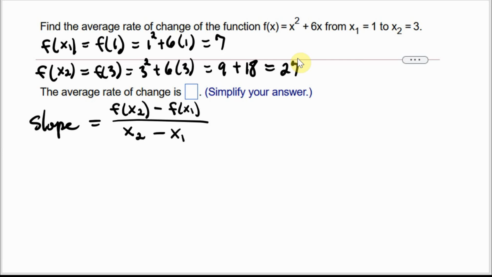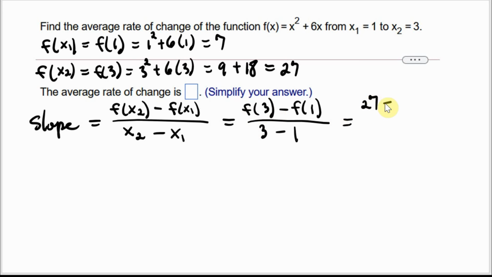So we plug that in. So this is f of x sub 2, that's f of 3, minus f of x sub 1, which is f of 1. This is divided by x sub 2 minus x sub 1, that's 3 minus 1. We got f of 3, that's 27, minus f of 1, that gave us 7, all over 2. So this is 20 divided by 2, we just get 10. So again, it's the same as the slope.